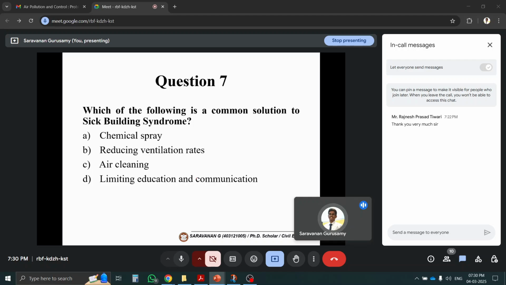So chemical spray, reducing ventilation rate, air cleaning, limiting education and communication. So we need to have a higher ventilation rate. We should not spray any chemicals. And education and communication should be required because we need to know what are the things which will cause most of the indoor air pollutant, and we need to also properly clean. So air cleaning is the best method for solution for sick building syndrome.